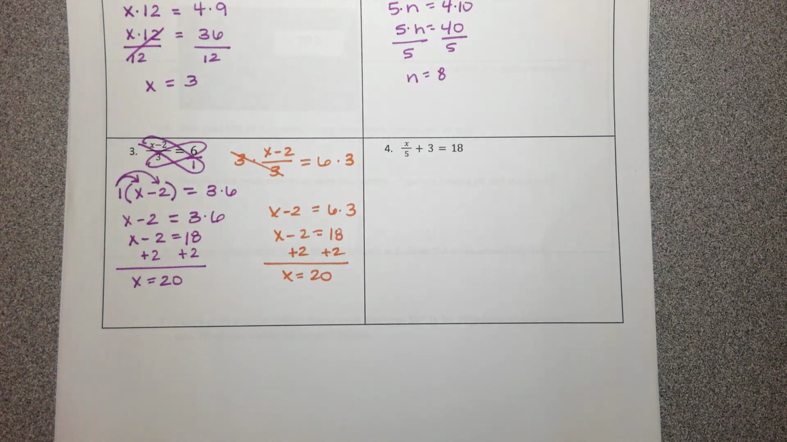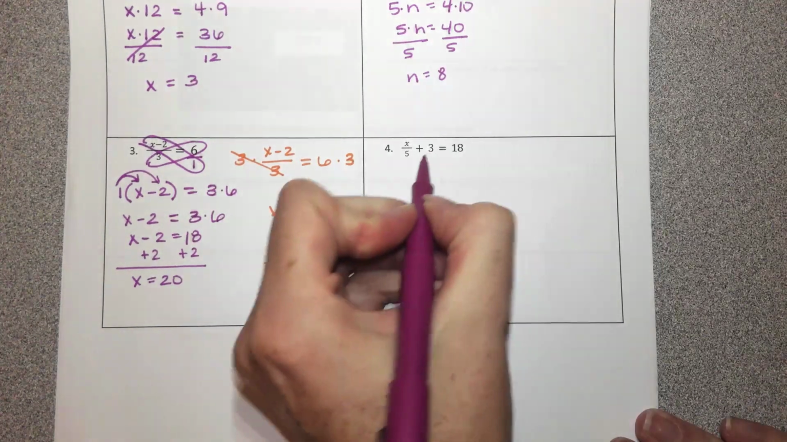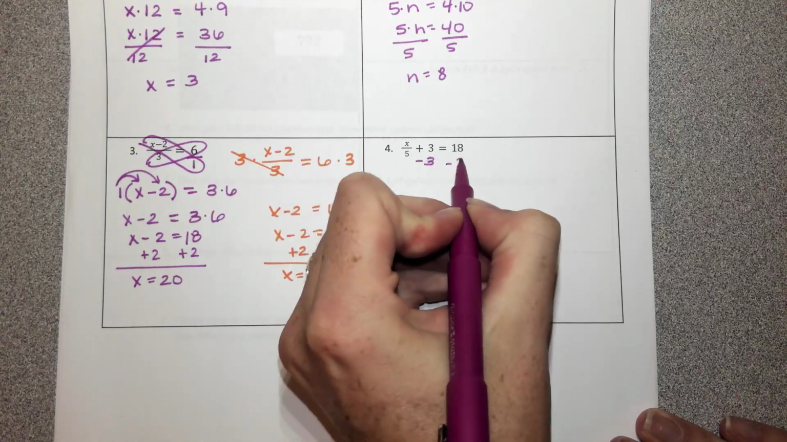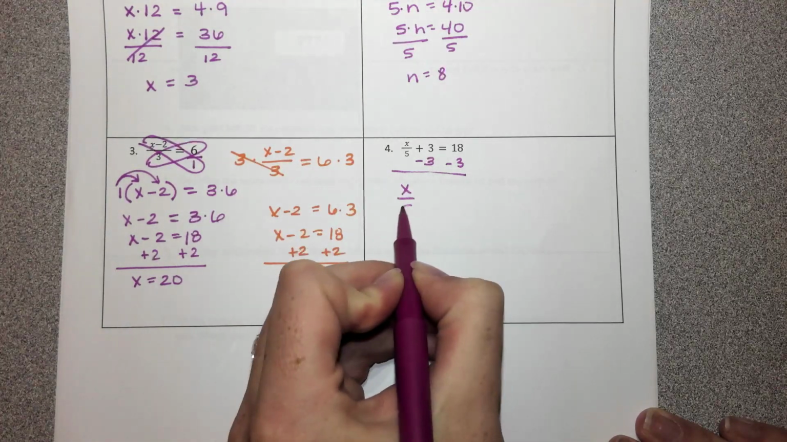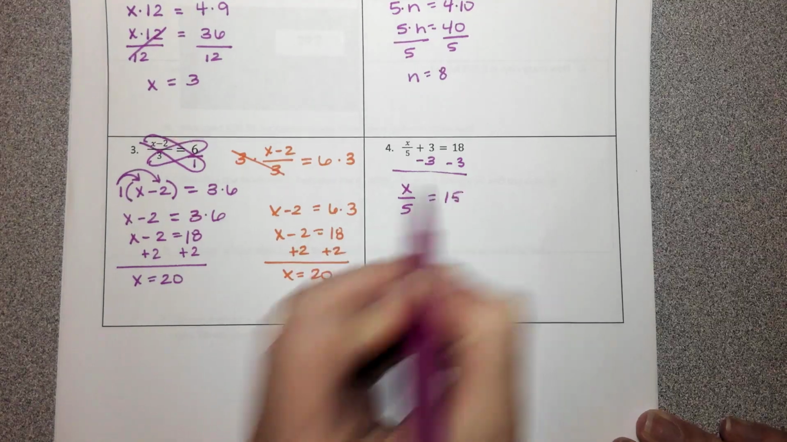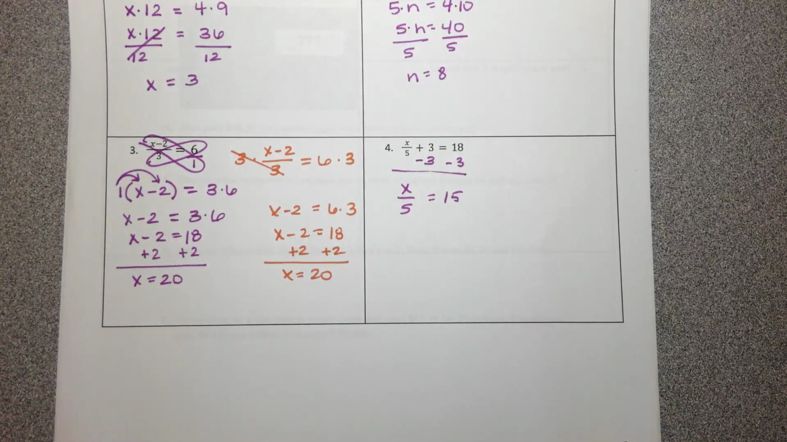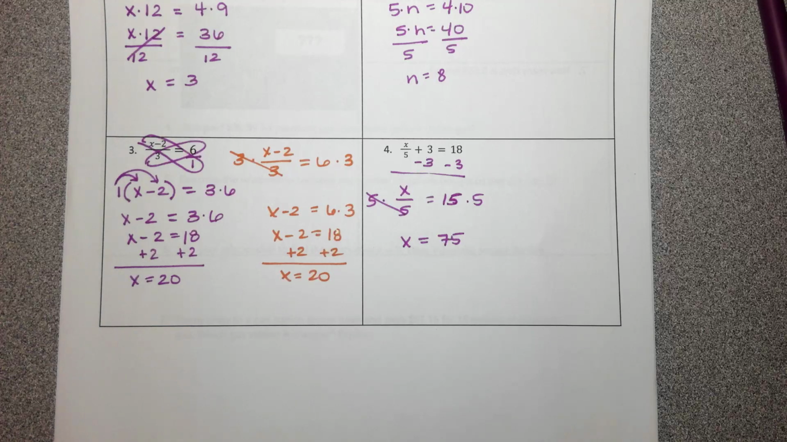Okay, where are we subtracting it from? The 3 and the 18. Now we've got x over 5 equals 15. You finish it from there. Yes, we multiply both sides by 5 to get rid of that denominator so that we get 5 times 15, which is 75. All right, flip the page. I think we have 4 examples left to do. It shouldn't take us very long.